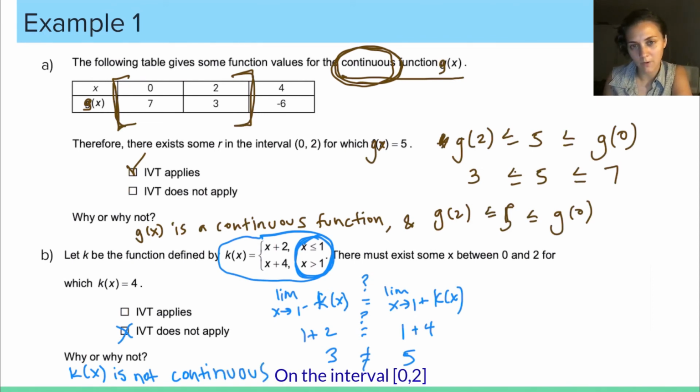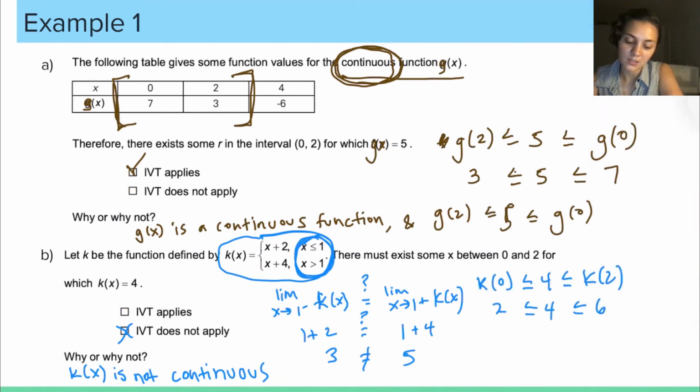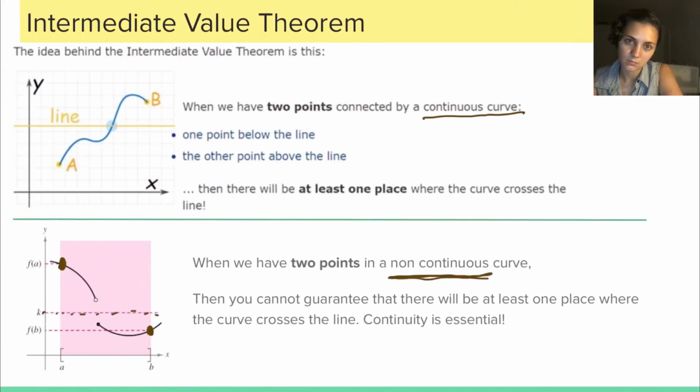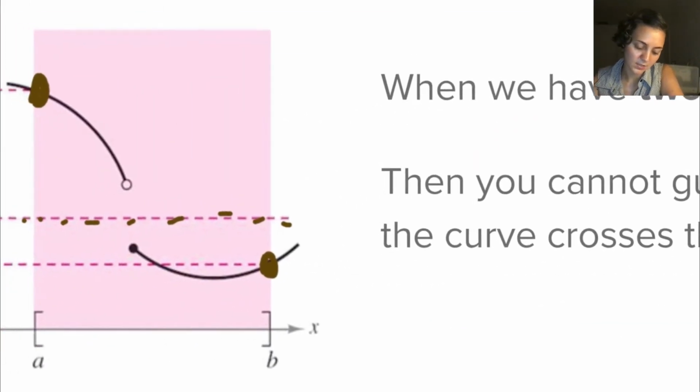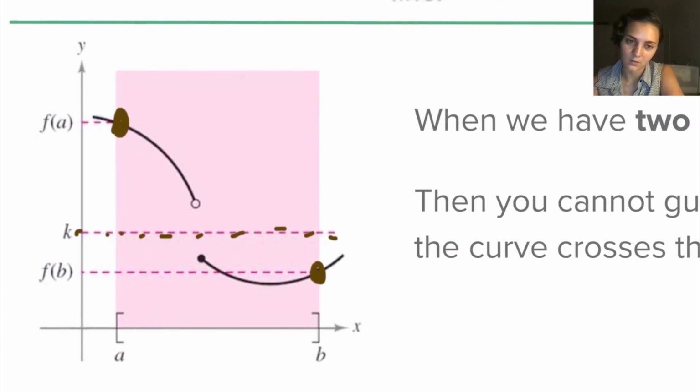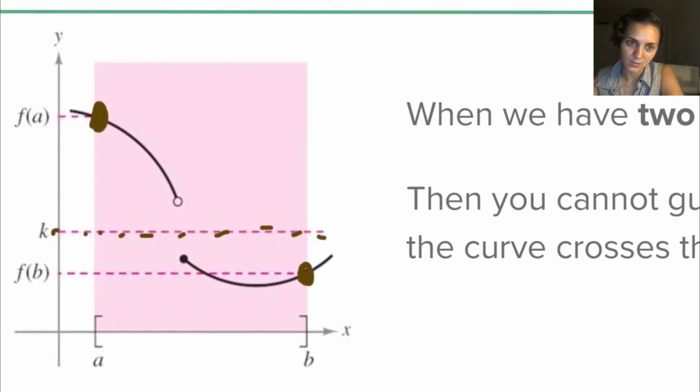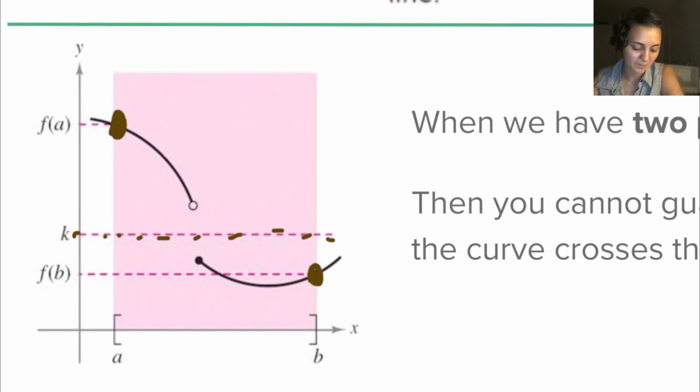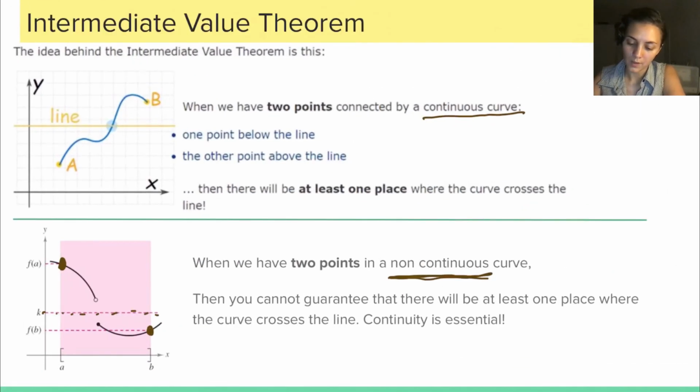Okay, we always have to check if it's a continuous function. If it's not, IVT does not apply. And that's directly because of this reason. We can't make the assumption because if it's not continuous, there are places where it doesn't have to equal any value between f of a and f of b.